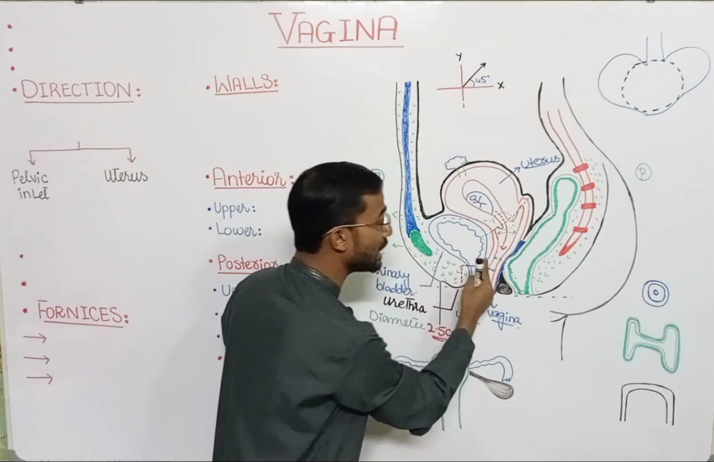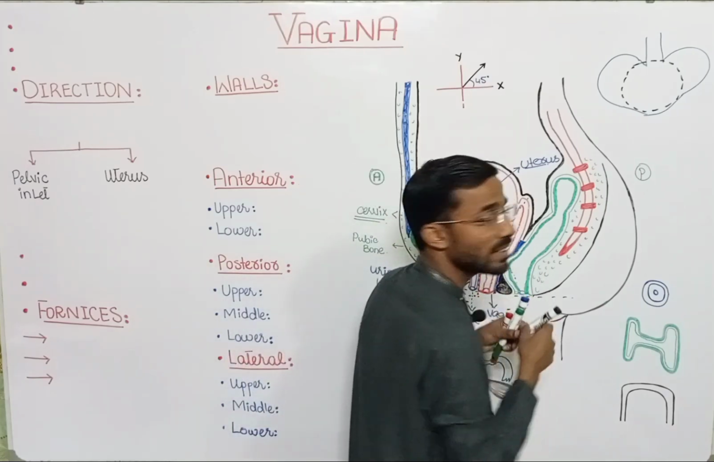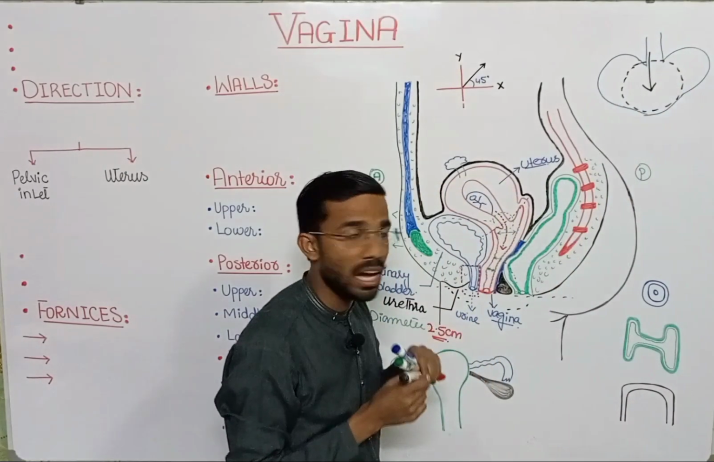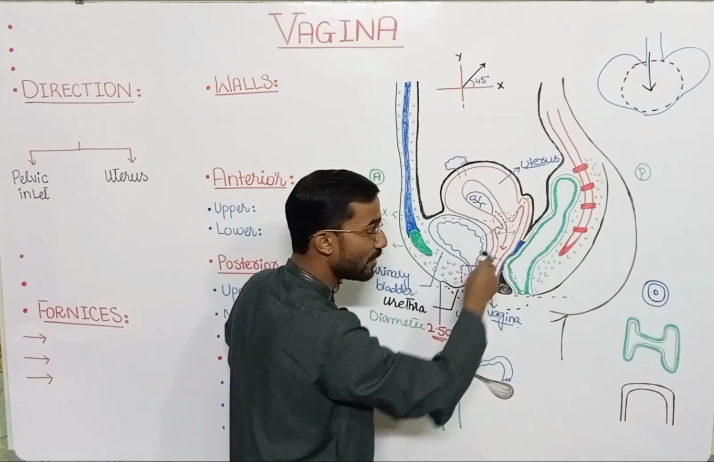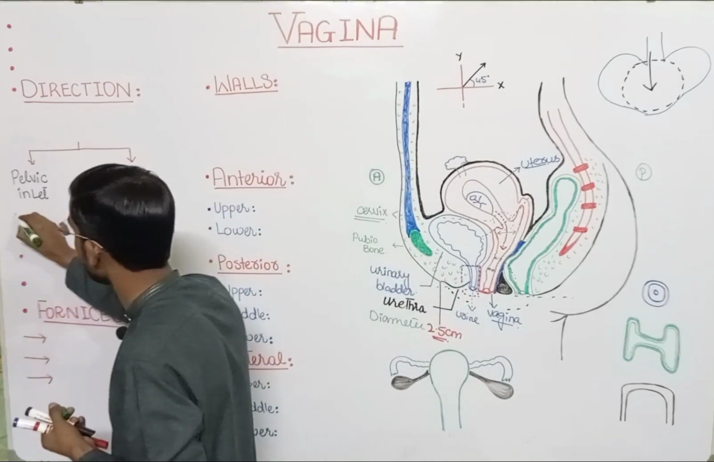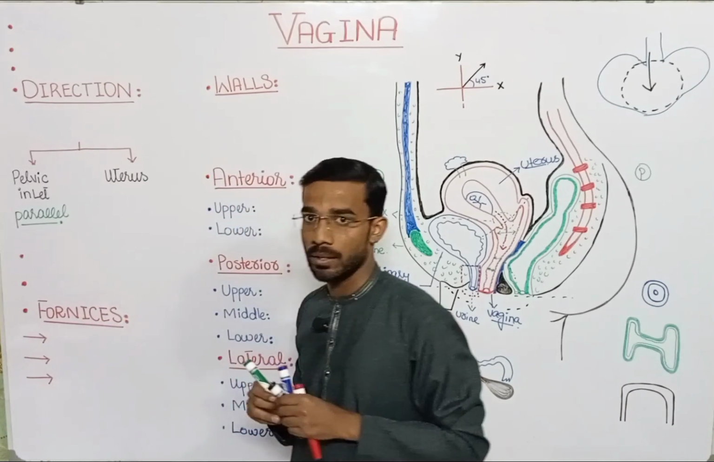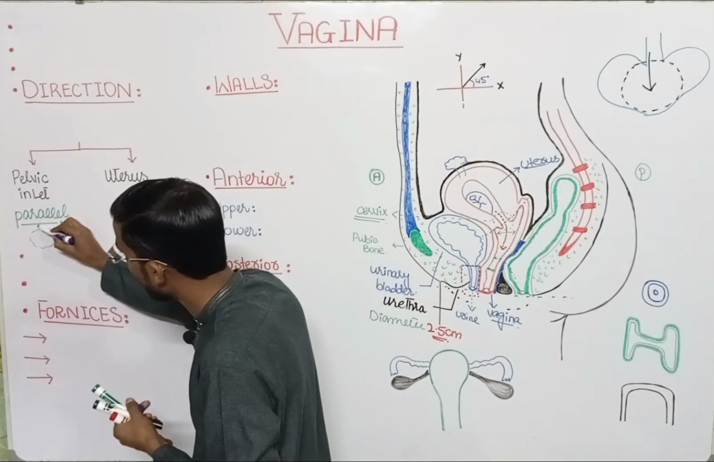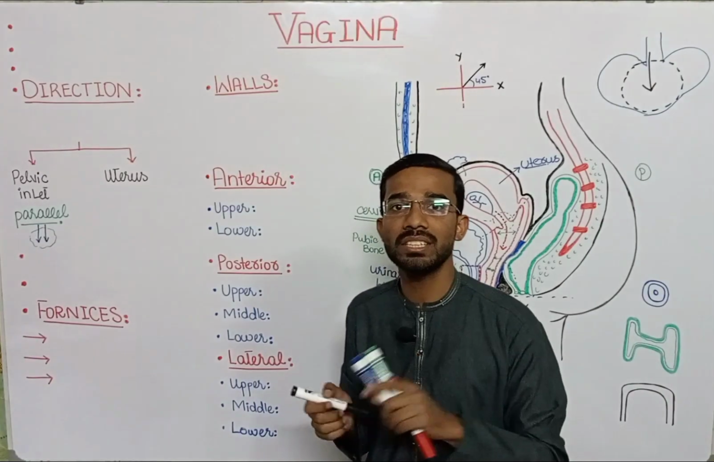But if we compare the vagina according to the pelvic inlet, the pelvic inlet lies in this direction, and the vagina also lies in that direction. So the pelvic inlet and the vagina lie parallel. This point is very important: the pelvic inlet and the vagina are both parallel to each other. So the directions of the pelvic inlet and the vagina are both parallel to each other. So this is case one.